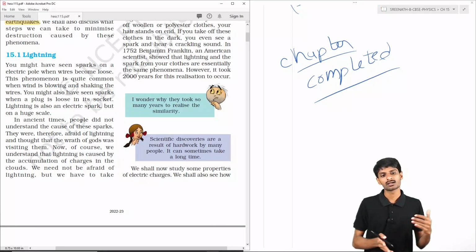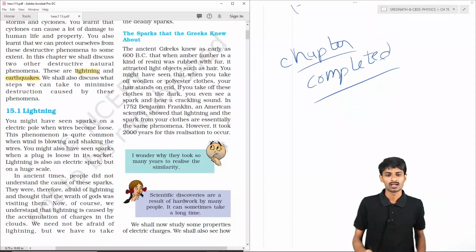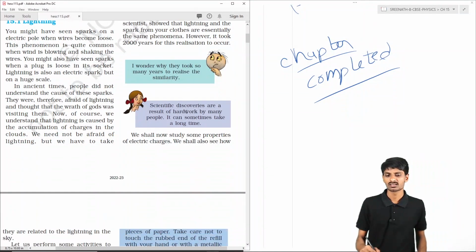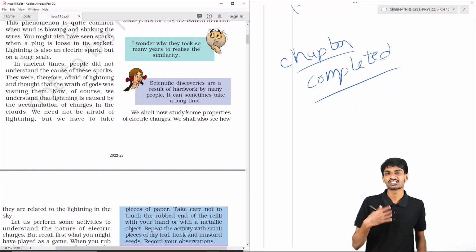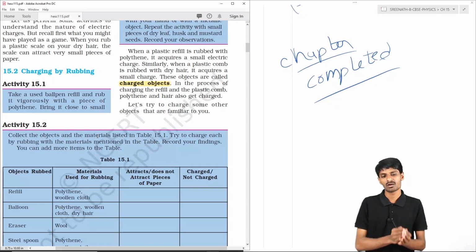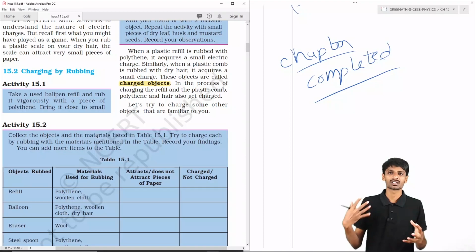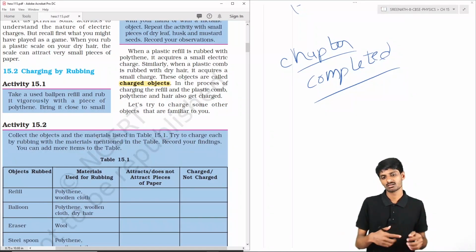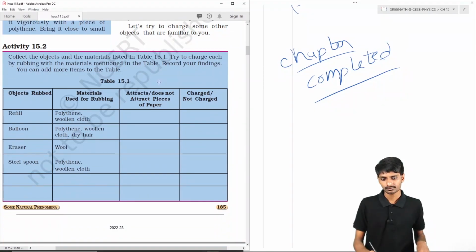Also, lightning and this phenomenon are both the same, students. All these are because of charges. Amber, when rubbed with fur, will attract light objects. What is happening is that amber is getting charged. This is charging by rubbing. Whenever you rub some things with other materials, they will get charged. Then the objects are called charged objects.